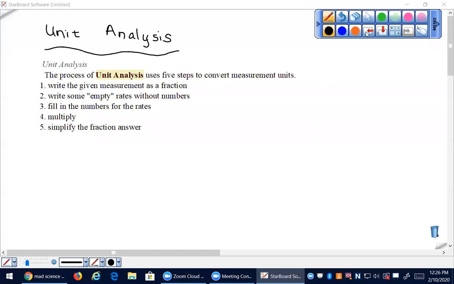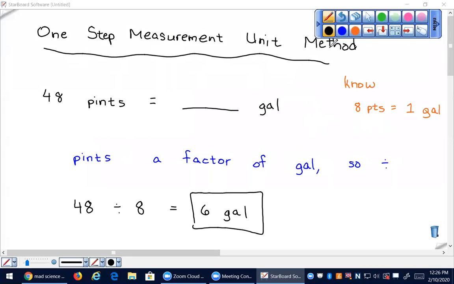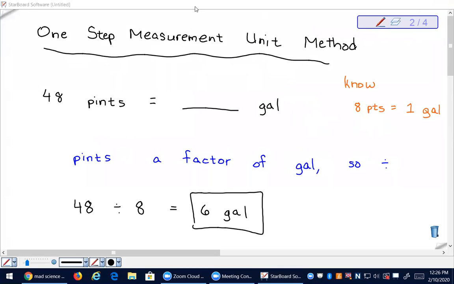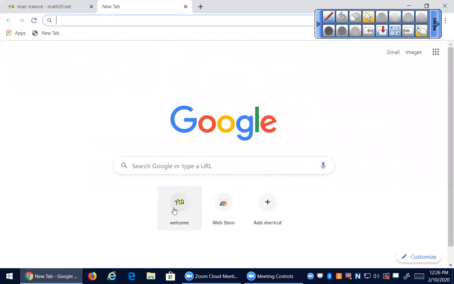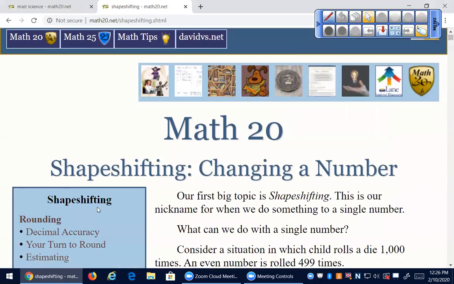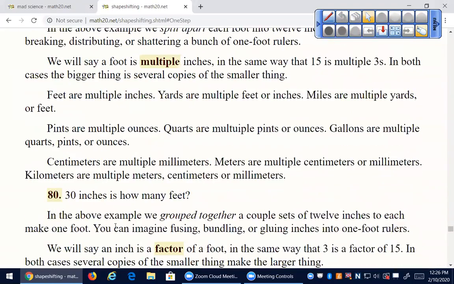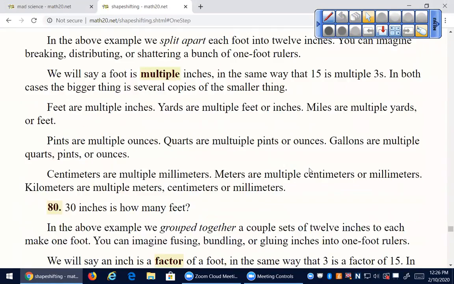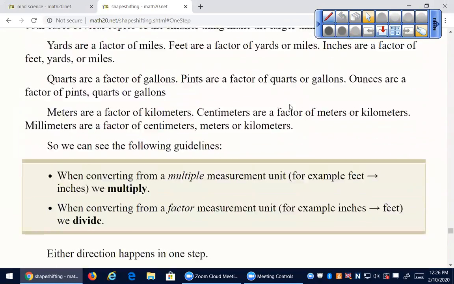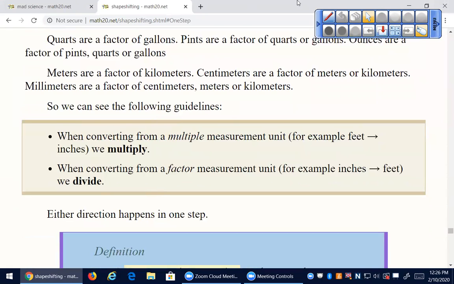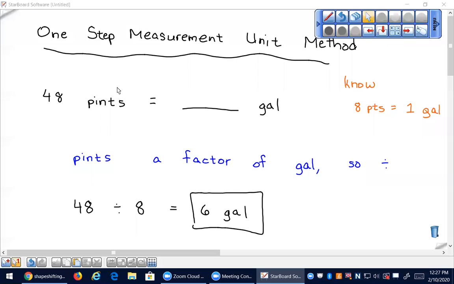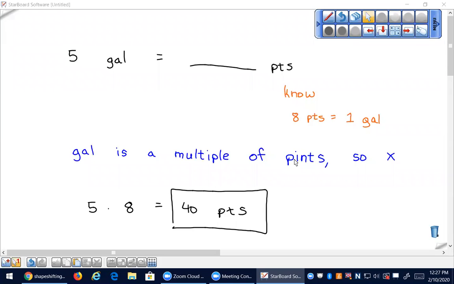Since I didn't realize I wasn't recording, let me go back and say, we just did the one-step measurement unit. We talked about how some units are a multiple of other units. Some units are factors of other units. And the rule was with multiples, you multiply, with factors, you divide. And we looked at the two example problems. Pints was smaller. It's part of a gallon. It's a factor of a gallon. So we divided. Gallons was a multiple of pints. Lots of pints squished together made the gallon. So if you're going from the bigger thing, you multiply.